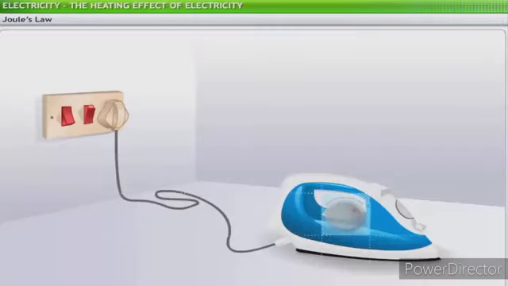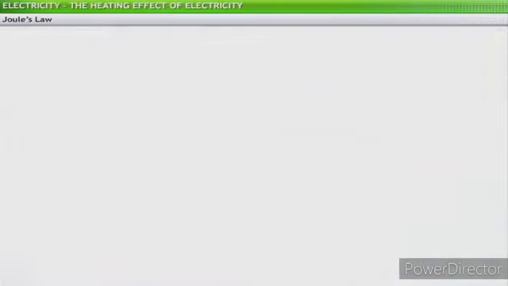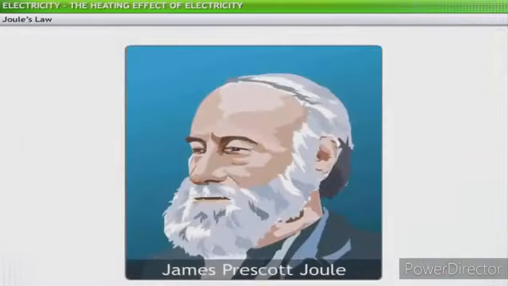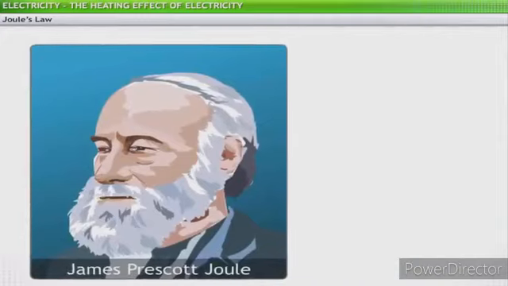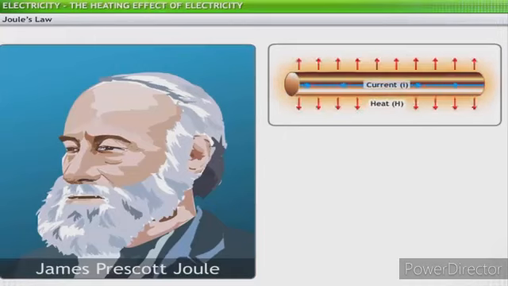We can monitor and control the heat generated by electric current by regulating the current supplied to an appliance. James Prescott Joule, a British physicist, expressed the relationship between the heat generated in a conductor and the amount of current flowing through it. This relationship is popularly known as Joule's law or Joule effect.